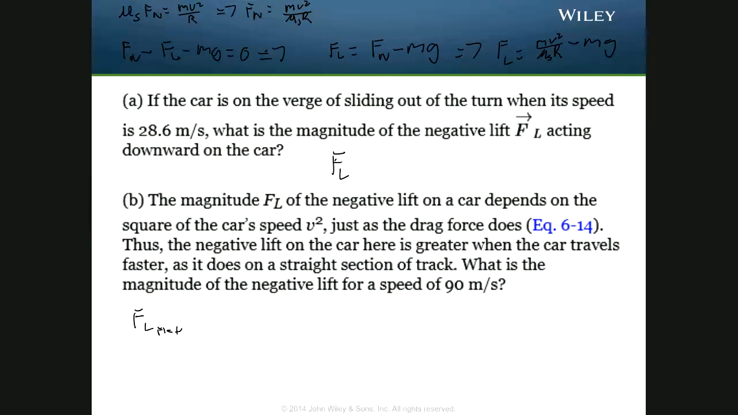So M is, I'm just going to go see if I can look back and tell you. M will be 600 kilograms and R will be 100 meters.